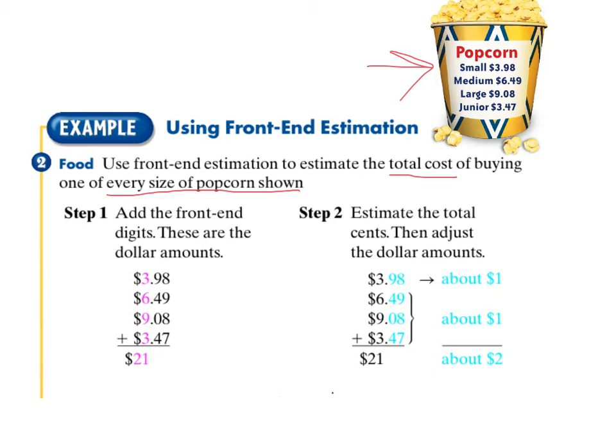Then 49 and 47 is pretty close to $1. So, throw the 8 in there too. So that's about $1. So we'll say about $2 for the change. So we've got $21 in the dollars and about $2 in the change. So our estimate will be that it will be about $23.